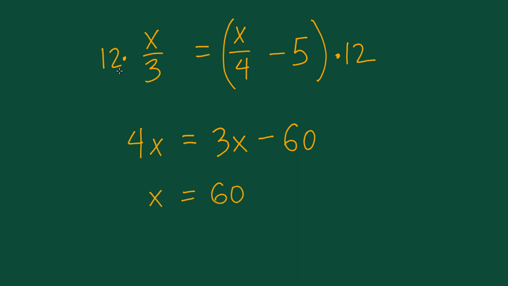So for this problem, x over 3 equals x over 4 minus 5, the hardest part was getting started. We had to figure out the least common denominator between 3 and 4, which is 12, and multiply that to both sides. Once we did that, from here to the solution, it was very, very easy. Okay? So let's do another problem, this time with decimals.